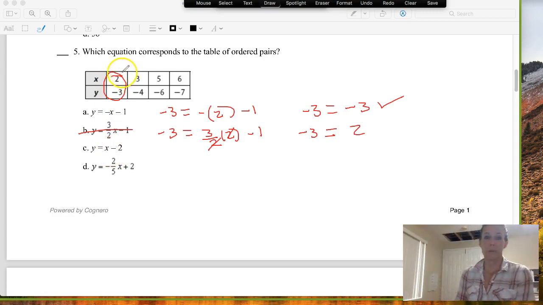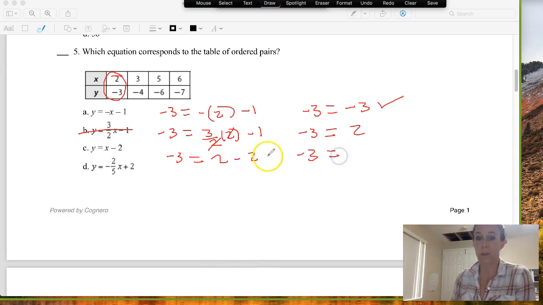Check it in this one. I plug in 2 for x and negative 3 for y. So I'm going to get negative 3 equals 2 for x, 2 minus 2. Well, does negative 3 equal 2 minus 2, which is 0? It doesn't work for that one.